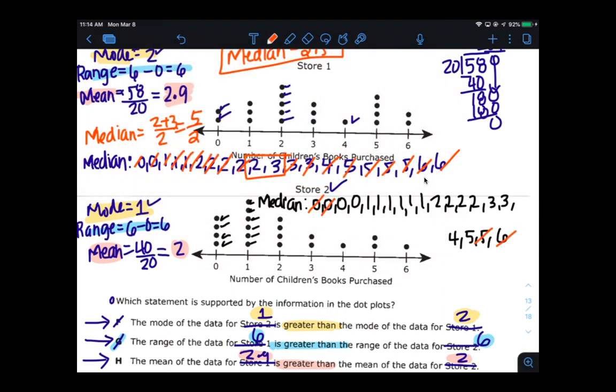1 and 1, 1 and 1, 1 and 1, 1 and 1, 1 and 1, 1 and 1, 1 and 1, 1 and 1. And we have 1 and 2 in the middle. So to find the median here, we add those 2 and divide by 2. So 3 divided by 2, we will have that the median here is 1.5.